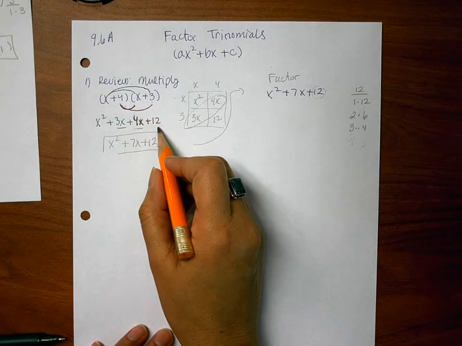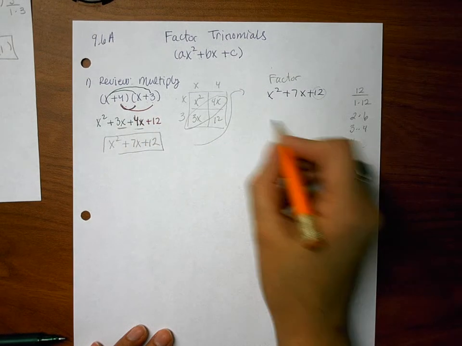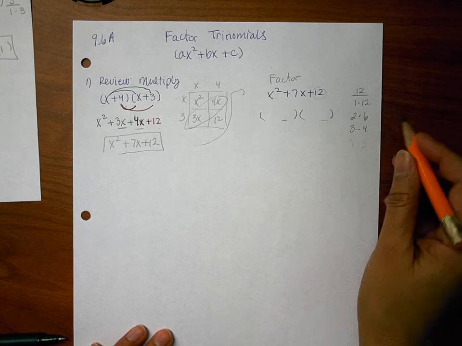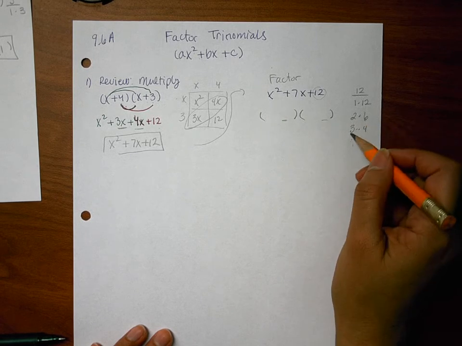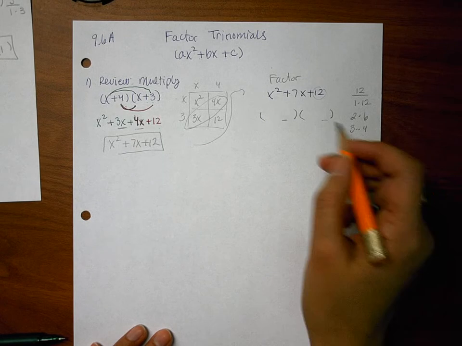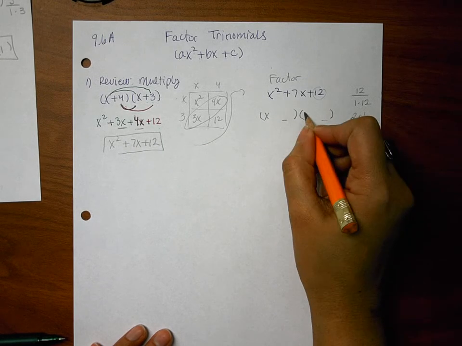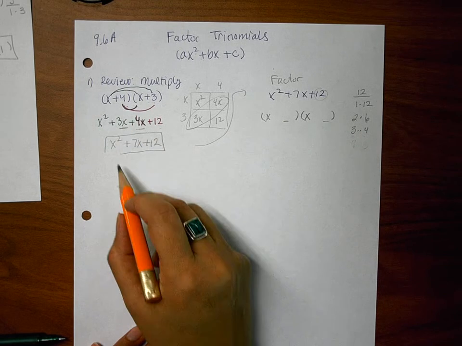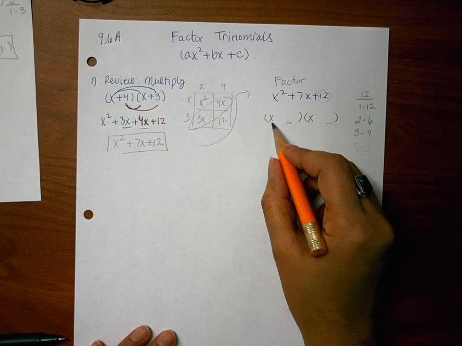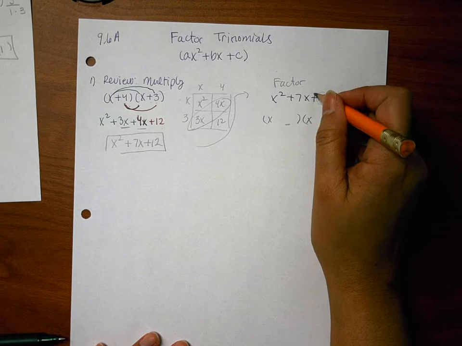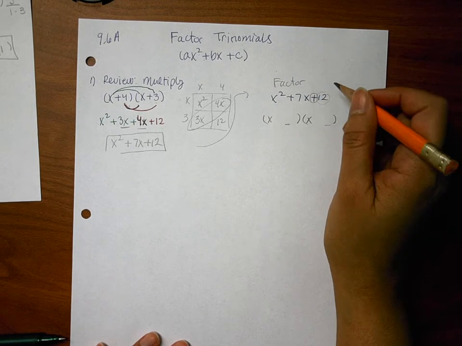Now the reason I picked these is because my last number here multiplies to 12. So I know when I double bubble, my last number here is going to be 1 and 12, or 2 and 6, or 3 and 4. We know from this it's going to be 3 and 4, but how do we figure that out? Next, I want to put my x's in, x and x, because x times x is the x squared.